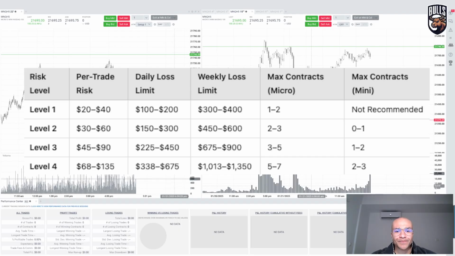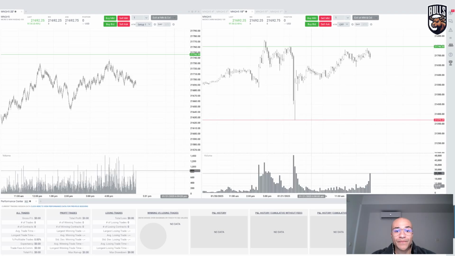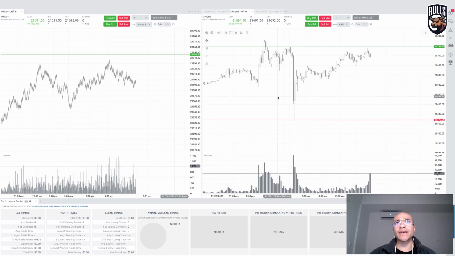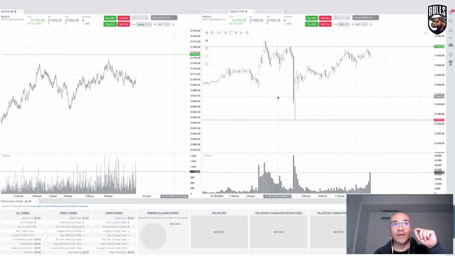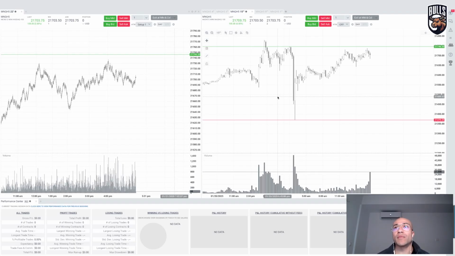So now let me remove this and let's get into the chart. As you can see on the left, I have the 22 range chart with the micro NQ. And on the right, I have the 15-minute at the moment, but I have different time zones there as well. What I usually do is I go through the higher time frames to get a better idea of what the current situation with the market is, and then get into the lower time frames.